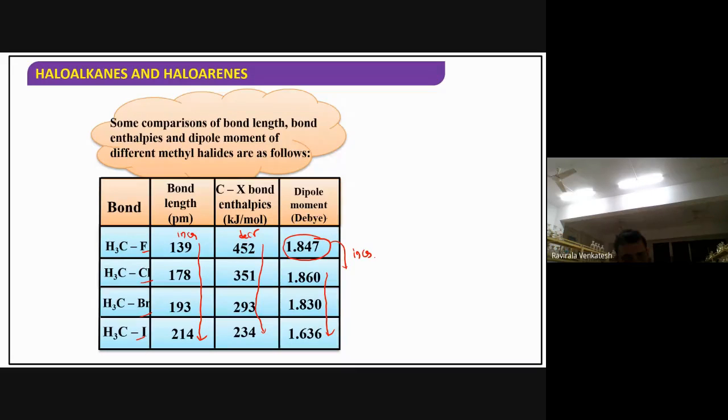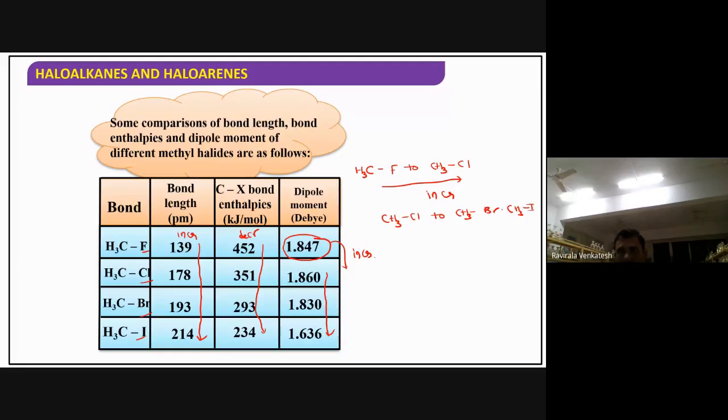So what do they actually ask? The order, increasing or decreasing. Only that they will ask. But here, what is the thing we are getting? From CH3F to CH3Cl, and CH3Br and CH3I, this thing you need to observe here. What is happening here? Bond length is increasing.